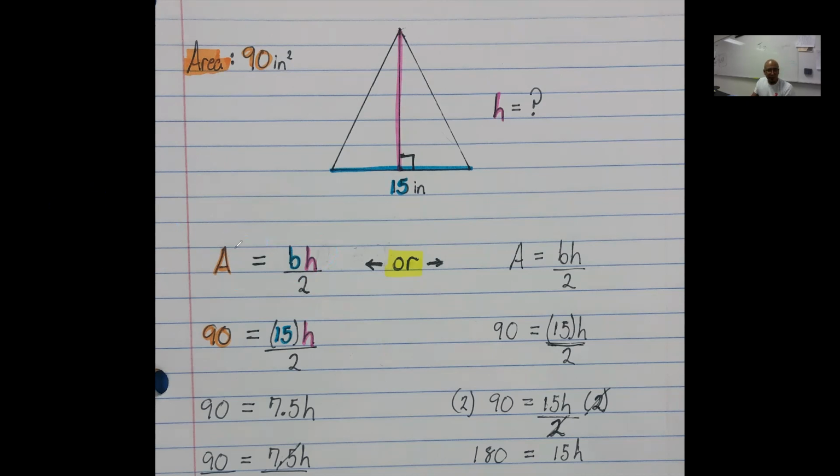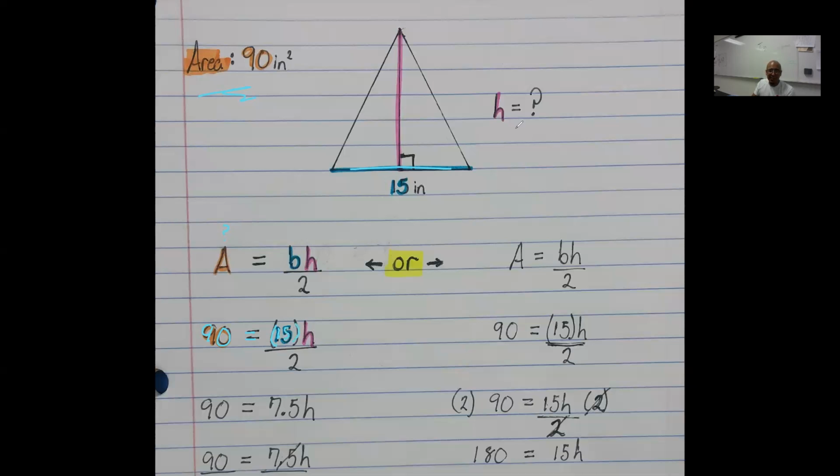Let's go and fill in some of this information. So do we know the area? Do we know the area? And yes, we do. The area is going to be 90 square inches. Now we are also given the base. Instead of a B, I'm going to put a 15 here in parentheses because we are multiplying.